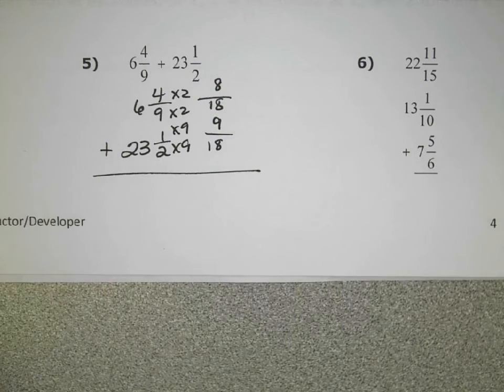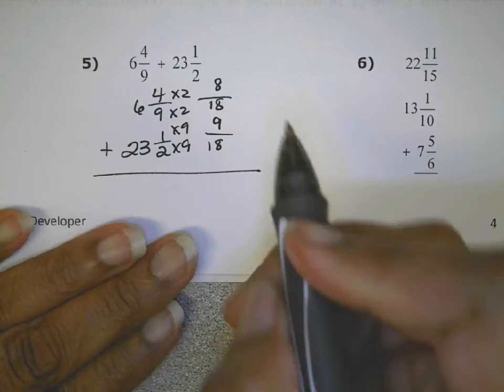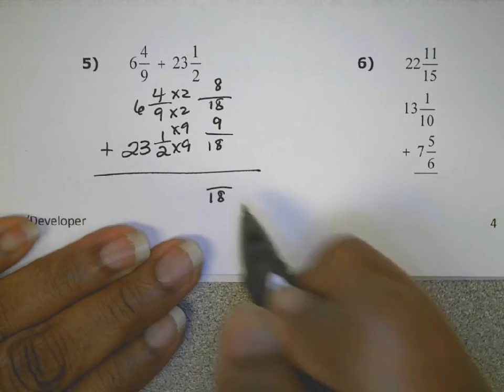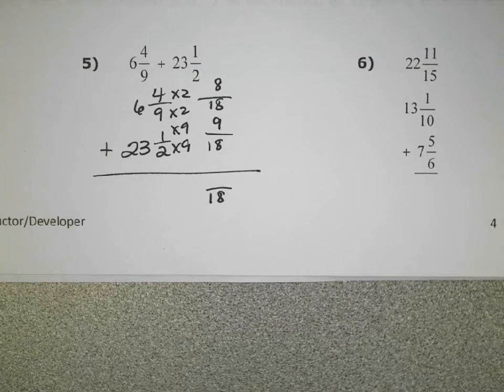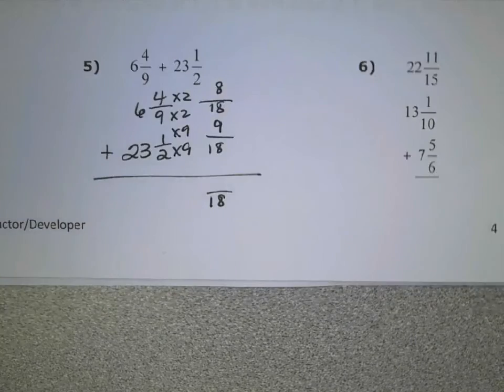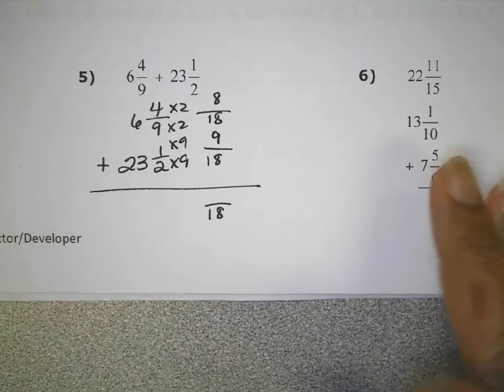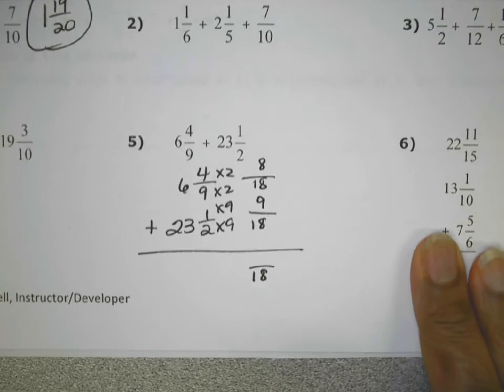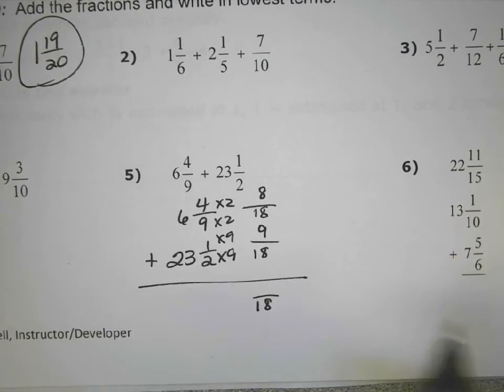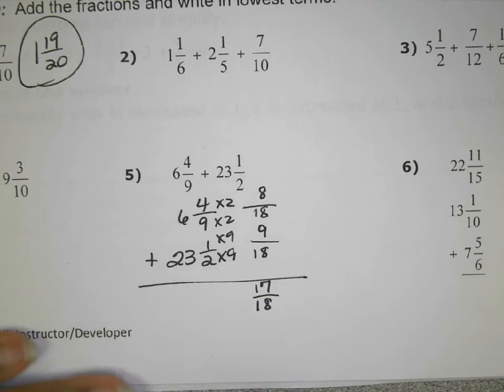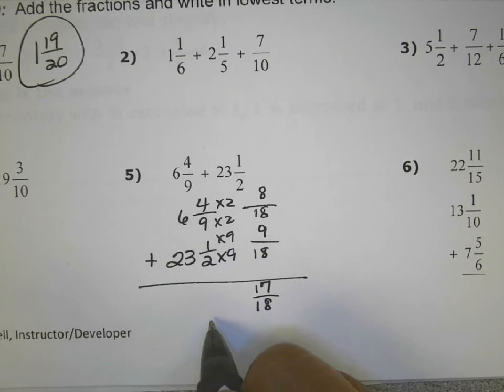Okay, now that I have raised the fractions to 18, which would be equivalent to the original fractions that were there, I'm going to have 18 for my denominator. But what is the numerator going to be? What's 8 plus 9? Yeah, my brain's already wanting to say 17, making my mouth say 17. Okay, and then what would our whole number be?